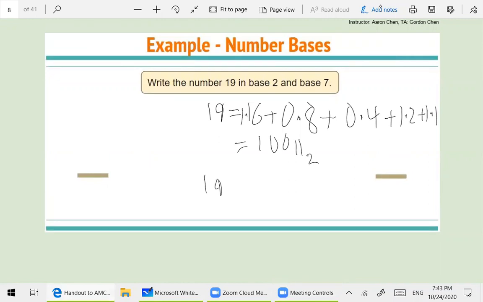And now base 7, 19 equals 2 times 7 plus 5 times 1, which is 25 base 7. And if you're wondering how you should easily do stuff like this, say it's base n, you should first find the largest power of n that's less than the number, and you should see how many times it divides into that number, and then subtract it out, and then you just repeat the algorithm for that.